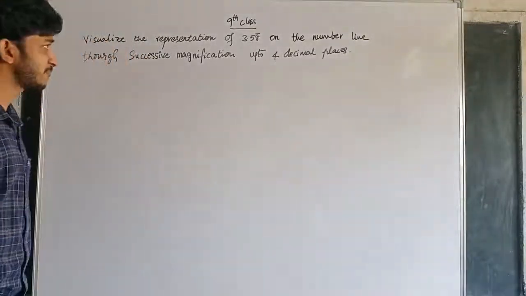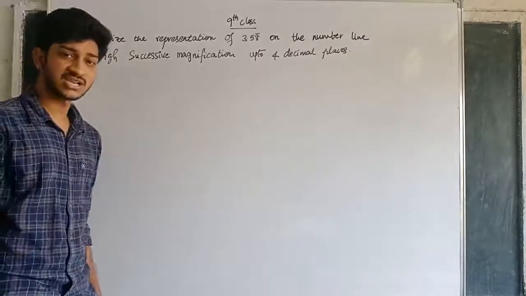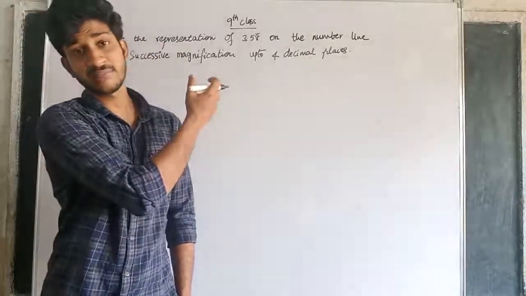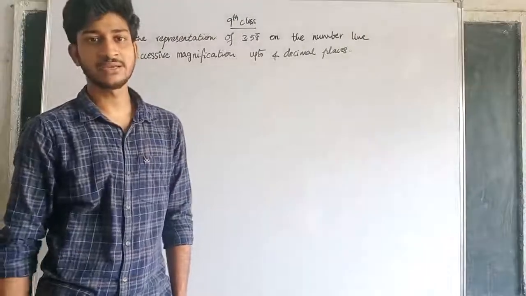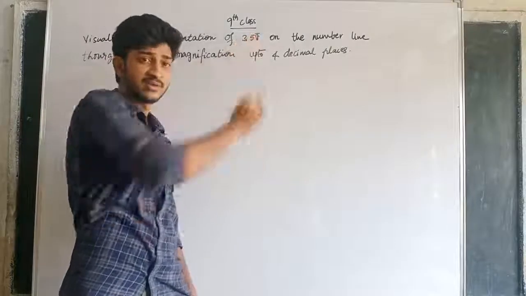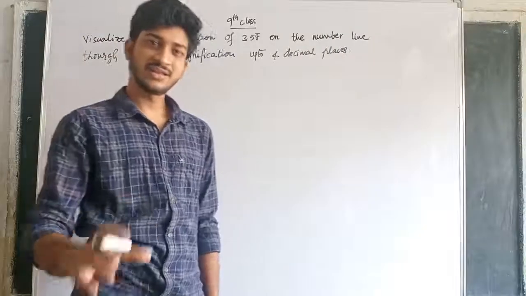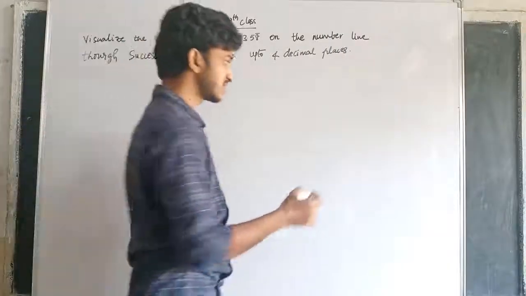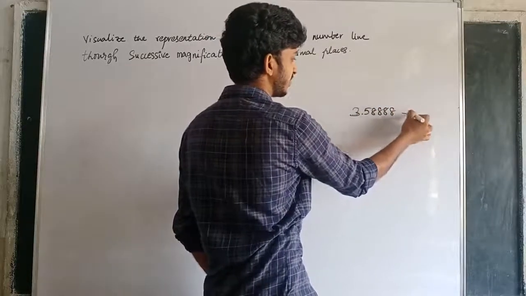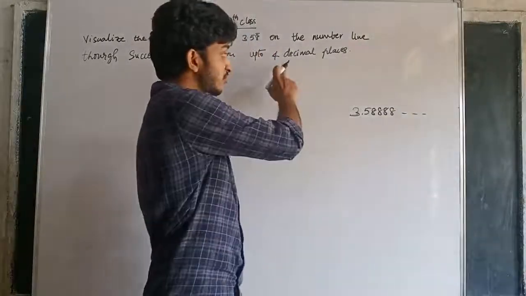Visualize the representation of 3.58 bar on the number line through successive magnification up to 4 decimals. Here one non-terminating number is given, that is 3.58 bar. We have to visualize this number. Visualizing non-terminating numbers is very difficult, because the digits repeat infinitely many times, so we can't represent the number exactly. That's why it asks for up to 4 decimals only.